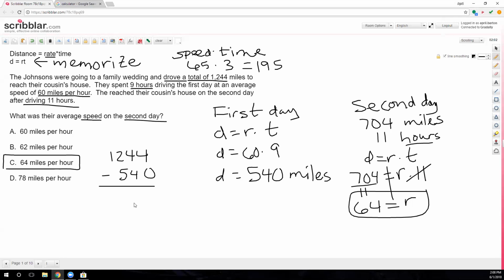So problems like this, they'll have a pretty similar setup every time, just needing to have that formula memorized and having to figure out what happened the first day, how's that going to affect my second day, and use that information to find something happening on the second day.